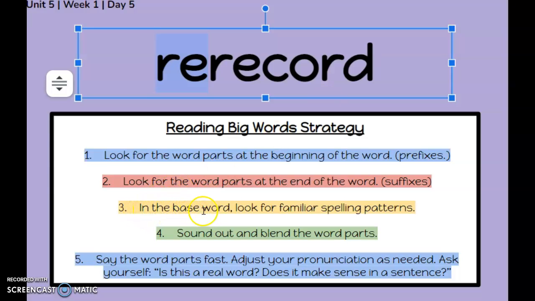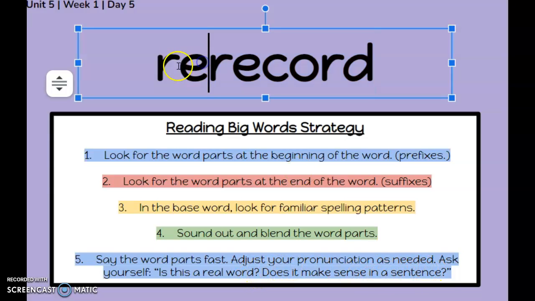I don't really see any suffix at the end of this word. And I'm looking at the base word now for familiar spelling patterns. My base word is record. Well, I know that to record something is basically what I'm doing right now. I'm recording a video. Sound out and blend the word parts together. Re-record. I'm asking myself, is this a real word? Does it make sense in a sentence?